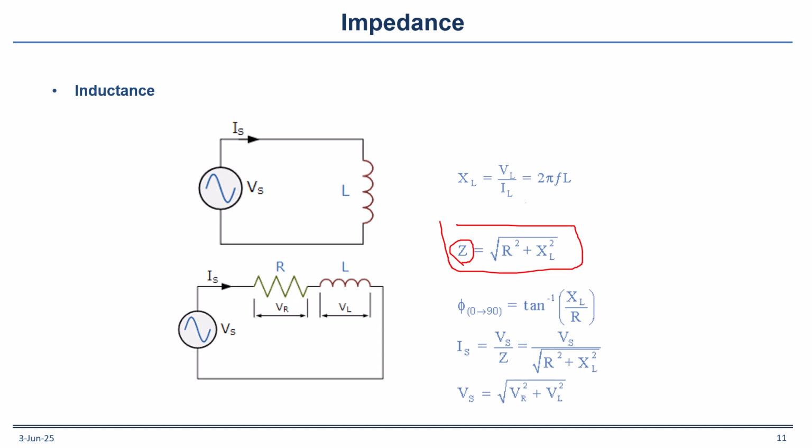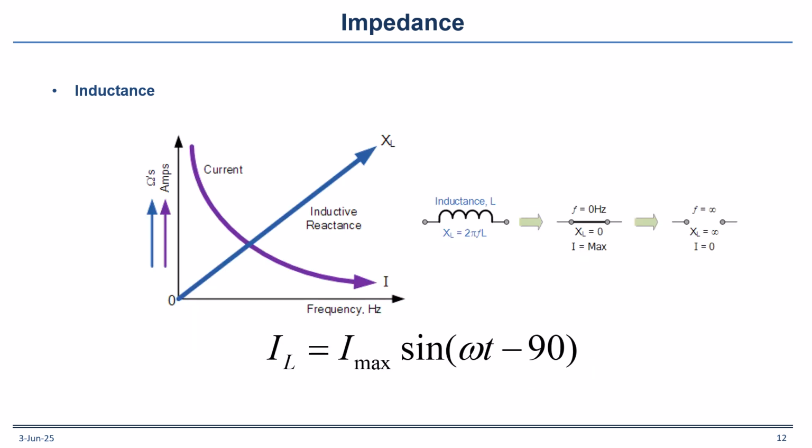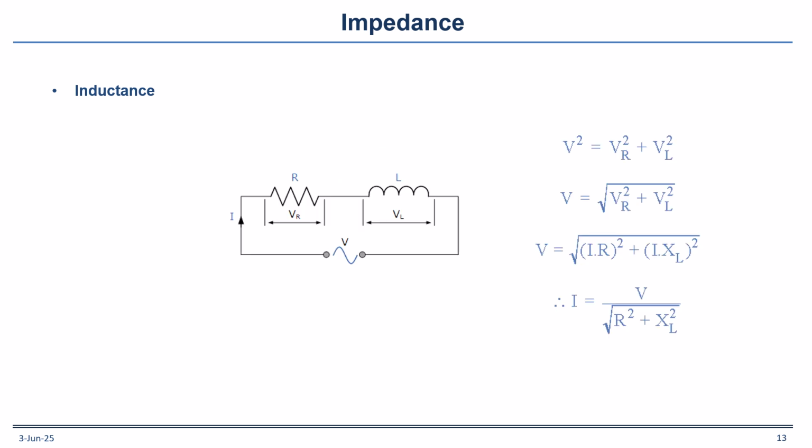For the inductor it is also the same. For the inductor, the reactance is 2 pi fL, and it is exactly the inverse of the capacitor. So by increasing the frequency, this value goes higher and higher, and the current goes lower and lower. So for DC it is a short circuit, for AC it is an open circuit. And if we have R and L together, as mentioned before, we can find I like this. If we don't have L, it will be the same as before, V divided by R. But if we have L, it will be something like this.